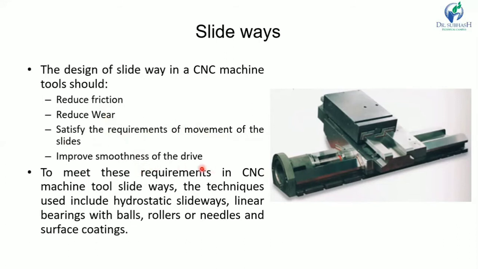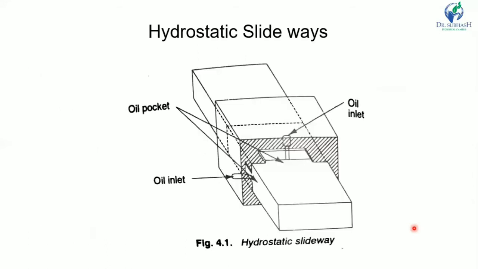To meet these requirements in CNC machine tool slideways, the techniques used include the hydrostatic slideway, linear bearings with balls, rollers or needles, and surface coating. You can see the slideway used in the CNC machine in this figure. Now let us see the hydrostatic slideway. Here you can see the oil inlet, and these are the oil pockets.